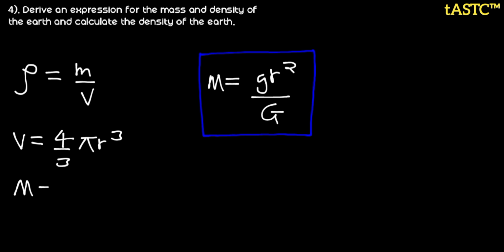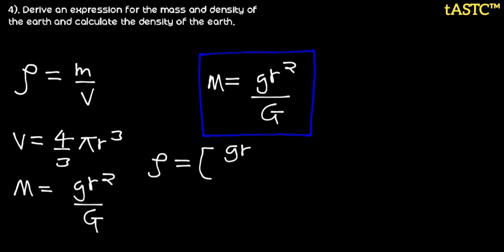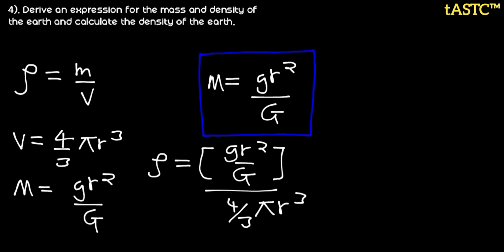And here we have mass. Mass is equal to g r squared divided by G. Here G is the gravitational constant, and g is the acceleration due to gravity. So here we have rho is equal to m divided by V. Now m in this case is g r squared divided by G, and V in this case is 4/3 multiplied by r cubed.